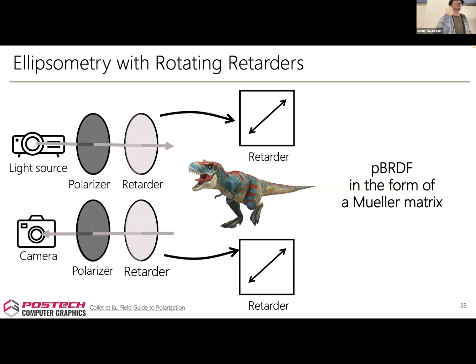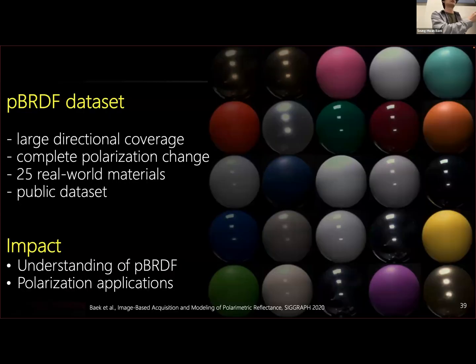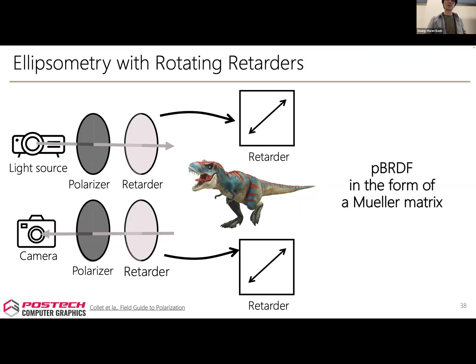After capturing the data with this, we know the Mueller matrices of these polarizers and retarders already, as I showed before, right? And then we can make a formulation for solving an optimization to estimate the Mueller matrix of the material that we are capturing. So that is ellipsometry with rotating retarders.